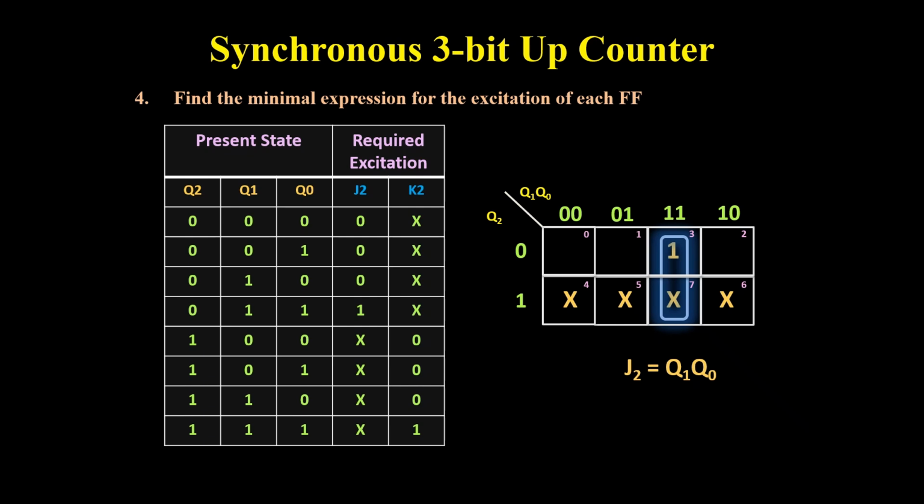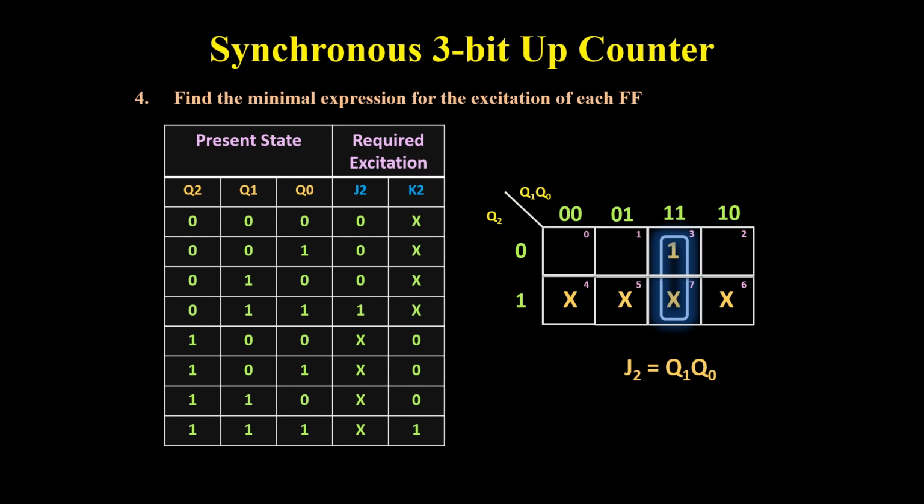So here, first of all, let us find the minimal expression of J2 and K2 in terms of Q2, Q1 and Q0. So as you can see over here, this input J2 is equal to 1 only for one input combination, while 4 input combinations are the don't care terms. So first of all, let us try to map all these minterms in the K-map, and let us try to find the simplified expression of J2. So as you can see over here, we can combine this minterm M3 with the don't care term.